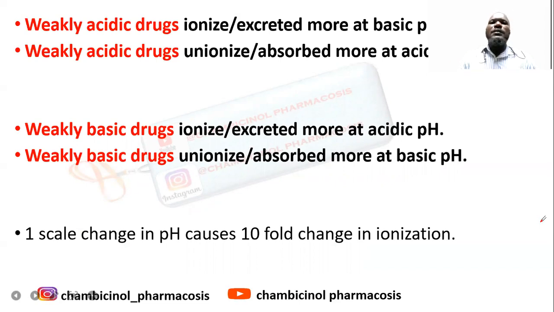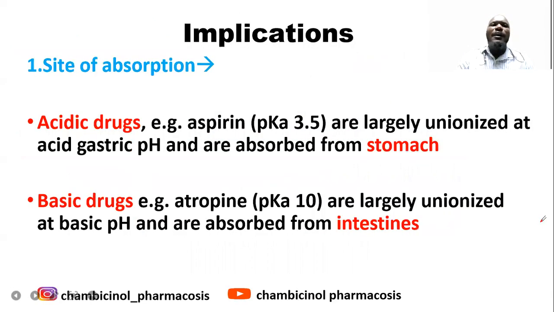So for the weak acidic drug to get absorbed, it has to be in the acidic medium. The same applies for the weak basic drug: to be excreted, it should be in the acidic pH, and the weak basic drug should be in the basic medium to be absorbed. So you can see now from this fact, if the drug has the same nature as the medium, it will fasten the absorption. But if the drug has a different nature from the medium, it will increase the excretion of the drug. So that is very, very important.